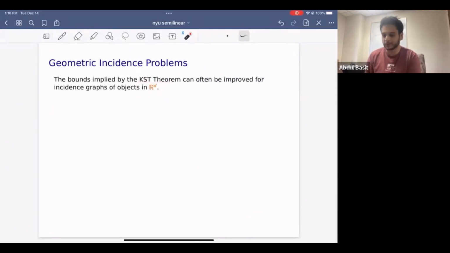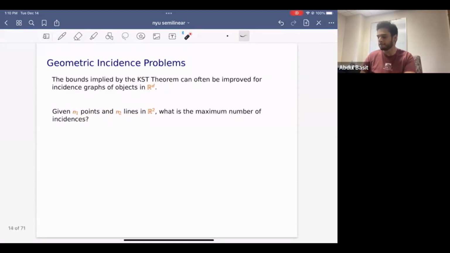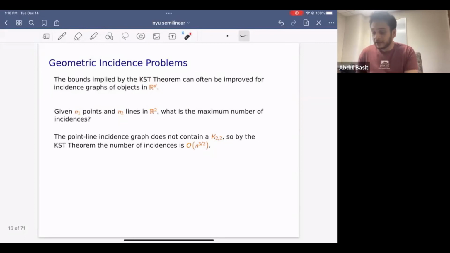Probably one of the most famous theorems of this type is the Szemerédi–Trotter theorem. What's the setting there? If I have n1 points and n2 lines in R2, what is the maximum number of incidences that I can have? For example, the Kővári–Sós–Turán theorem gives me a bound of n to the 3/2, because in a point-line incidence graph, two points define a line and two lines intersect in a point, so I can't have a K22.